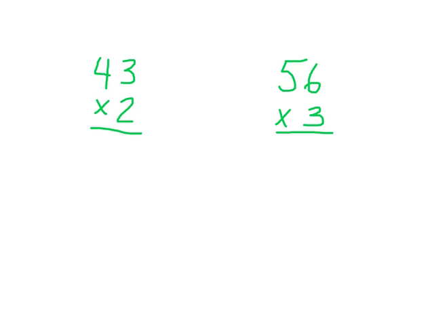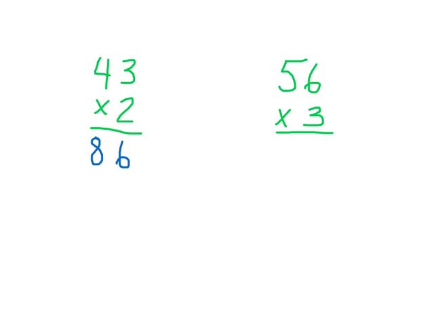For 43 times 2, the first thing we do is 2 times 3, and we know that equals 6. And then we go diagonally and do 2 times 4, and we know that 2 times 4 makes 8. So the answer to 43 times 2 is 86.